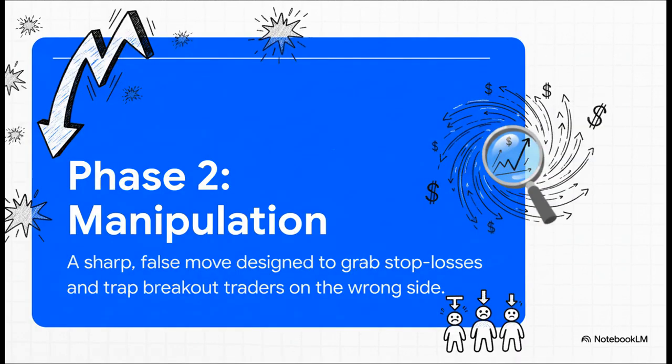Okay, next up is the manipulation phase. And this is probably the most important part of the whole cycle. This is the trap. It's that sharp, sudden move designed to grab liquidity, which is just a fancy way of saying it's designed to trigger all the stop-loss orders from the first group of traders and to trick breakout traders into jumping in on the completely wrong side of the market.